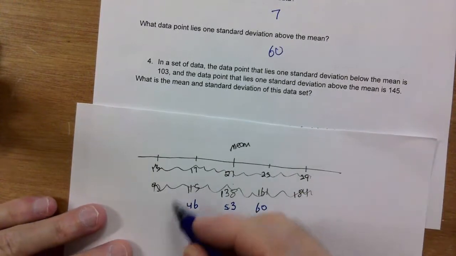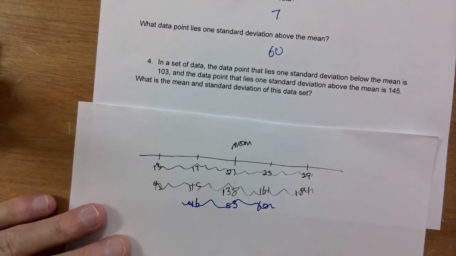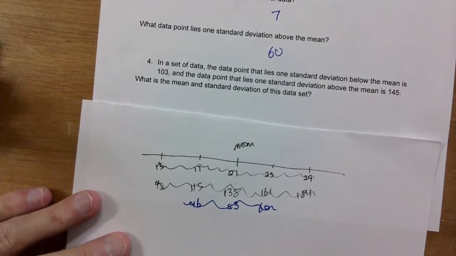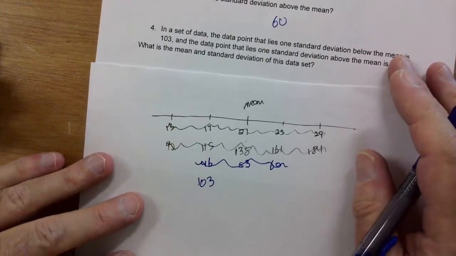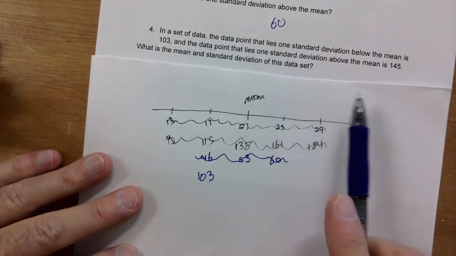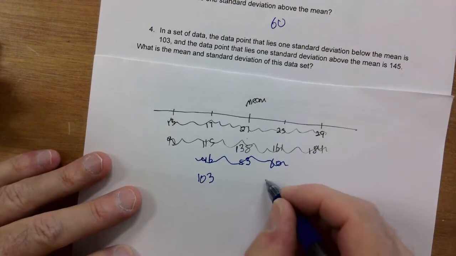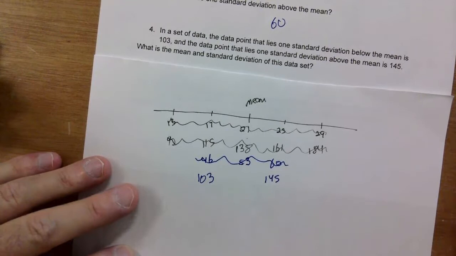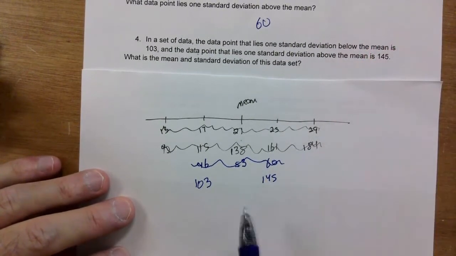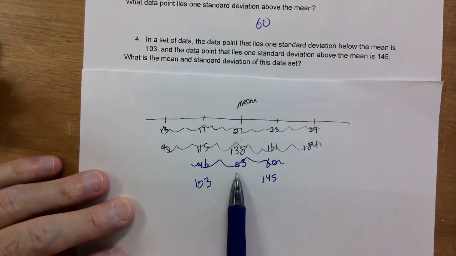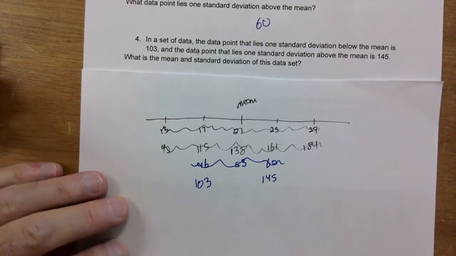Number 4. In a set of data, the data point that lies 1 standard deviation below the mean is 103. So this point right here is 103. And the data point that lies 1 standard deviation above the mean is 145. What's the mean and the standard deviation? The mean is the number right in between these two, 103 and 145. You can add those up and divide by 2.